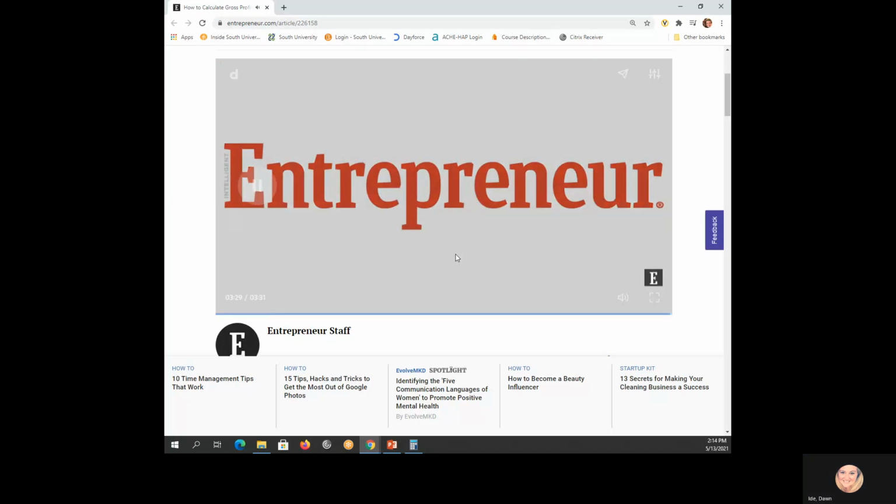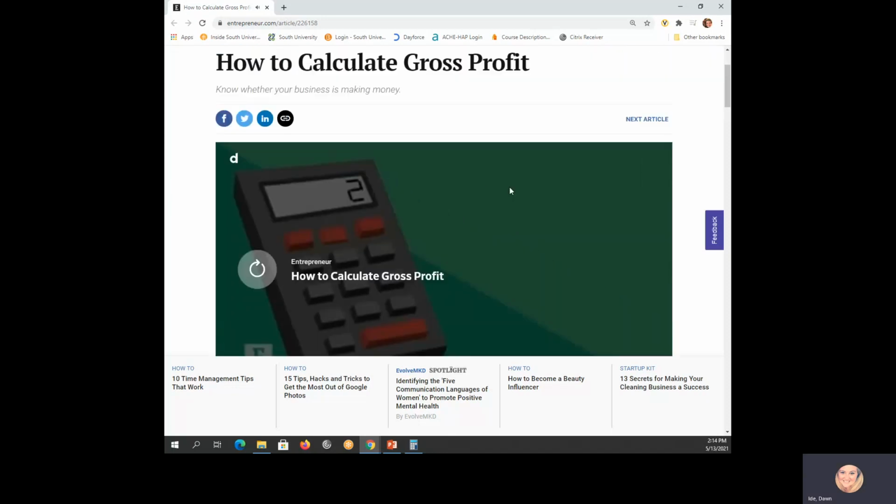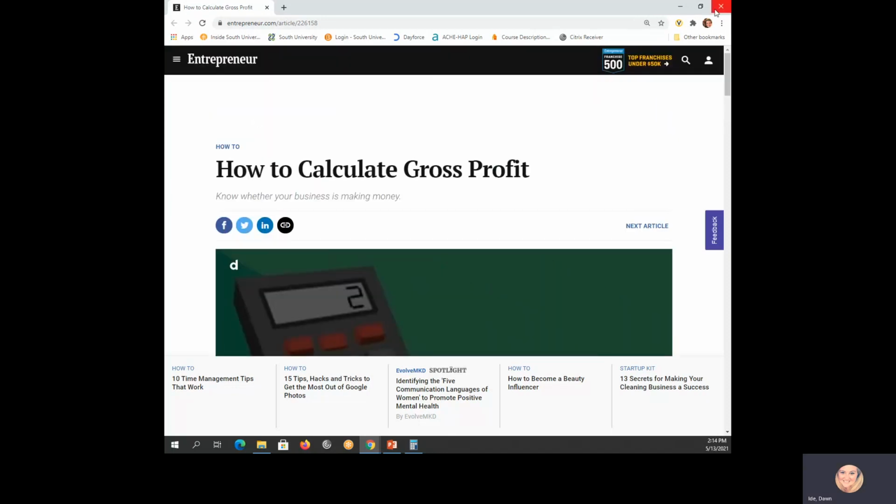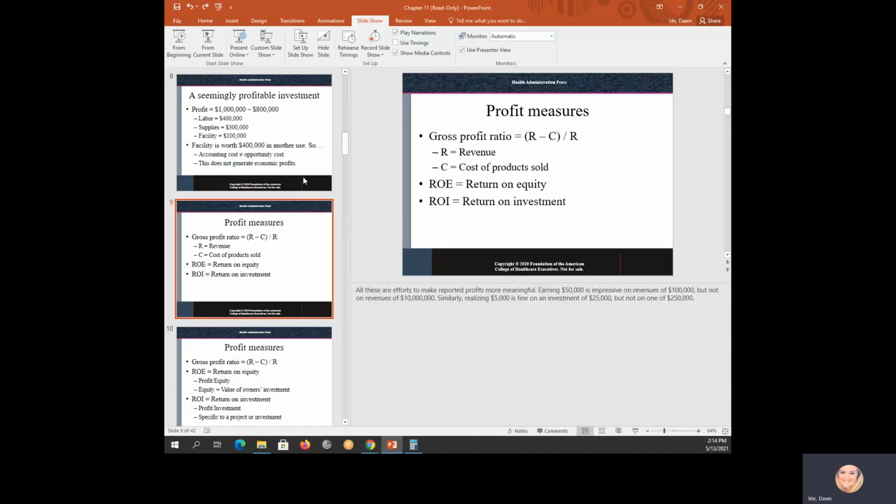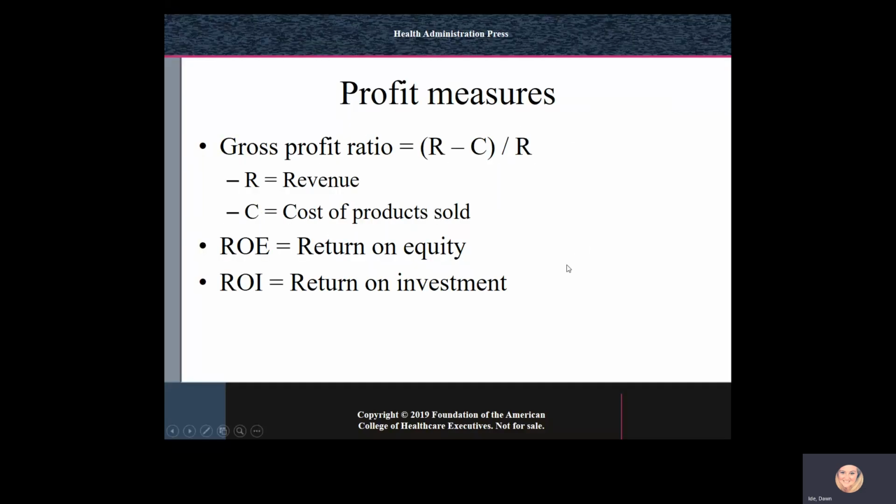Okay, great. So that was how to calculate gross profit. It also added in a few additional things that we don't really need right now, but all great information, I should say. So gross profit ratio: revenue minus cost of products sold, divided by revenue. And we also have return on equity and return on investment down here.